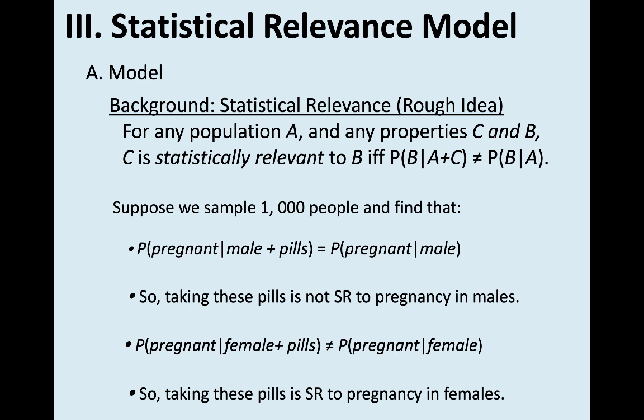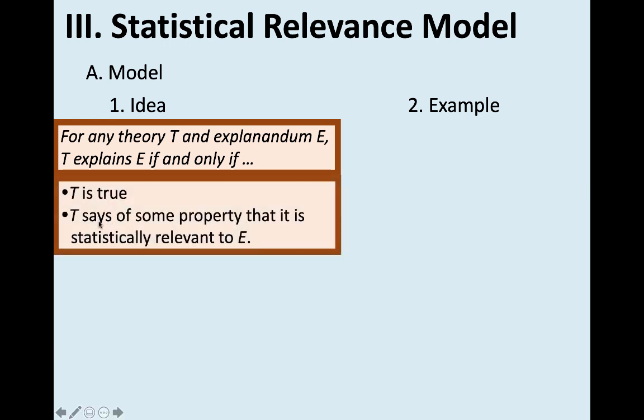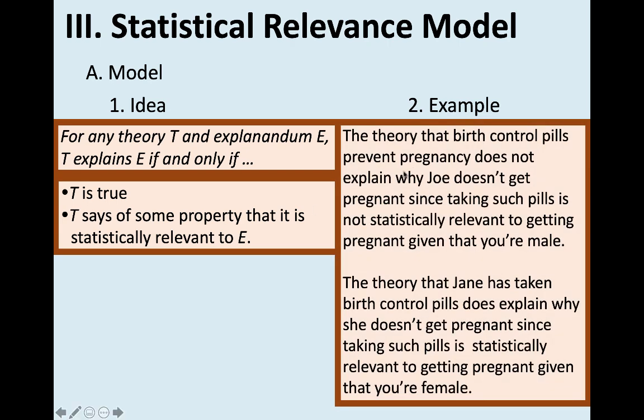And basically what the statistical relevance model says is this. It says for any theory T and explanandum E, T explains E if and only if T is true, and T says some property that is statistically relevant to E. So here's the idea. The theory that birth control pills prevent pregnancy doesn't explain why a male doesn't get pregnant, because his taking the pills is not statistically relevant to his getting pregnant. By contrast, the theory that a woman has taken birth control pills can explain why she doesn't get pregnant, since taking such pills is statistically relevant to her getting pregnant. So this, on its face, looks pretty plausible, right?